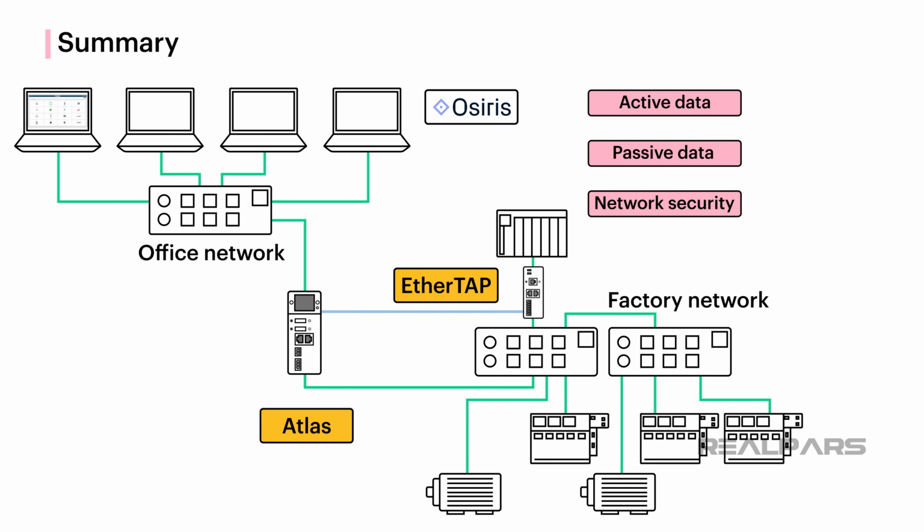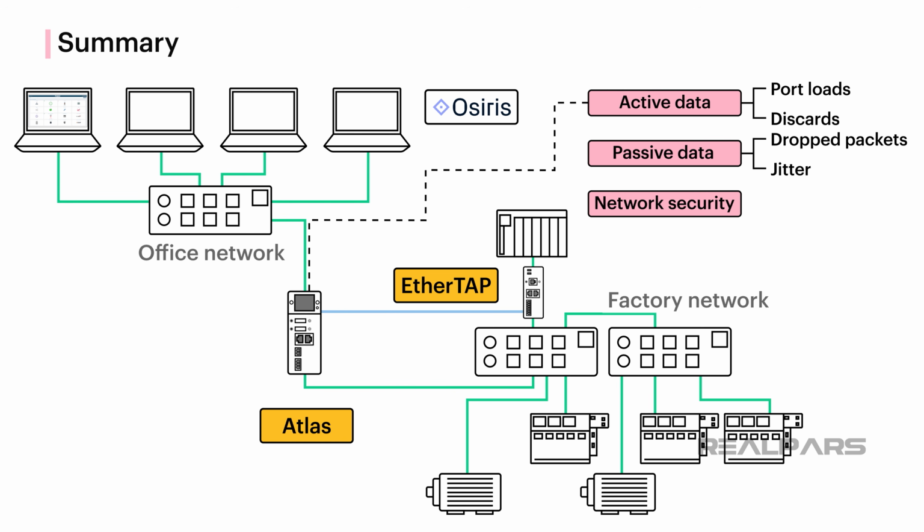Check 3 things: active data, passive data, and network security. For active data, look at port loads and discards. For passive data, look at dropped packets and jitter. To get all this data, use Atlas 2 for active data, EtherTap for passive data, and Osiris to display the information. And remember, always stay vigilant about network security. There you have it, folks. Now you have a good understanding of how to check the health of your PROFINET or EtherNet IP networks, and also the right tools that you can use for this purpose.